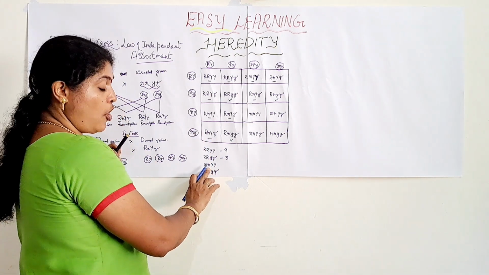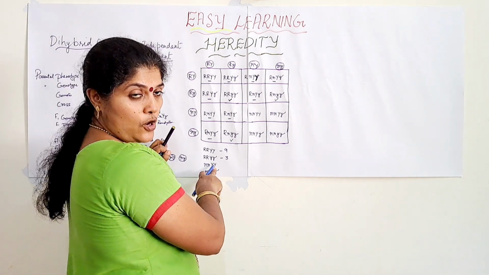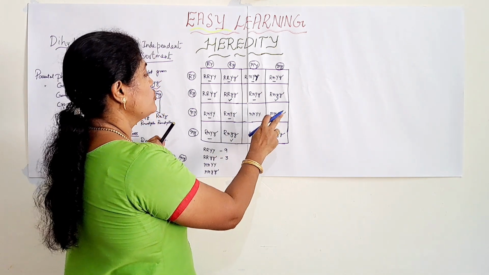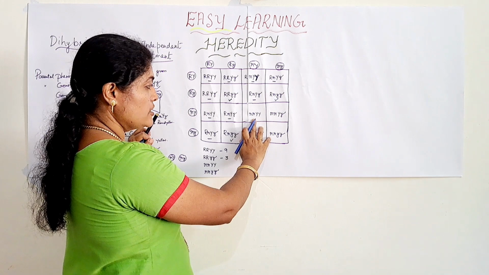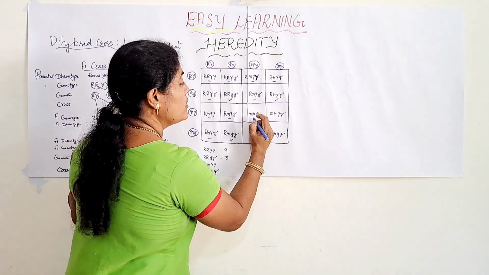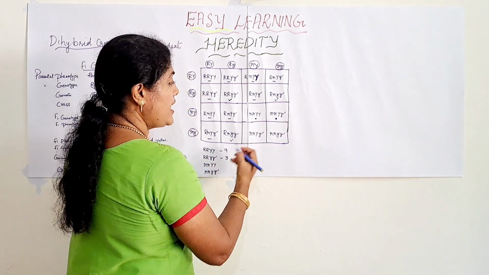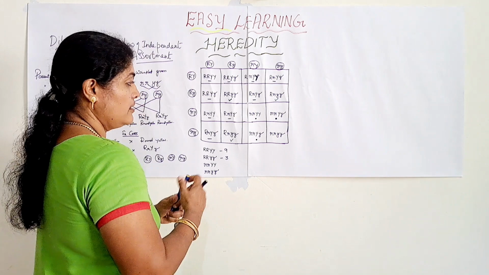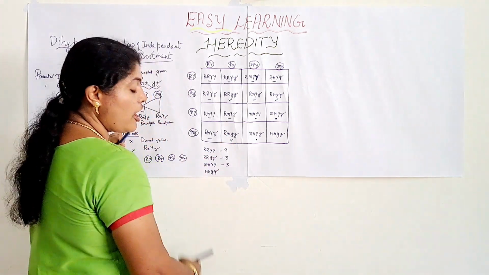Next it is small r. Small r means wrinkled and capital Y is yellow. So wrinkled yellow seed, small r and capital Y. So small r, here this is filled, this is filled. So here it is there, small r and capital Y. So here 1 it is there, 2 it is there, 3 it is there. So here wrinkled and yellow seeds again he got 3 seeds.